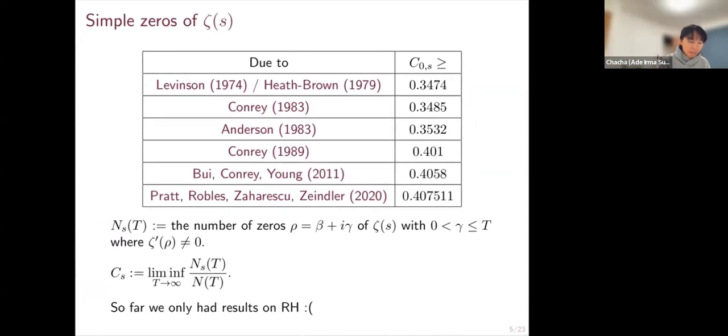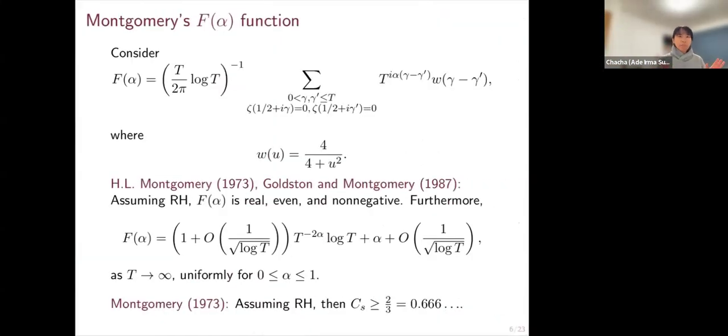Unfortunately, so far until before our paper, we only had results on RH, I believe. So how did that work? What Montgomery used, so the original idea came from Montgomery, and we actually also adopt this idea. So I'm going to try to be a little bit more detailed in this explanation.